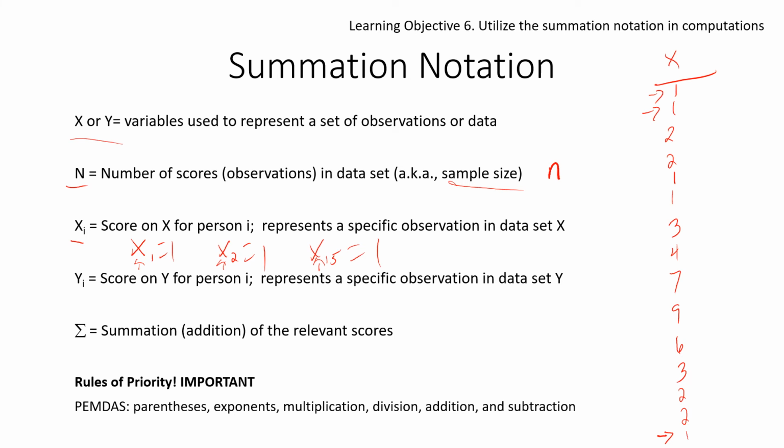But let's say you've got 1, 2, 3, 4, 5, 6, 7, 8, 9. This is the 9th observation. So x9 is equal to 7. Same is true with y. It's that score in the data set. So if you had a y variable, whatever one it was specifically, if it was a y1, it would be the first observation.